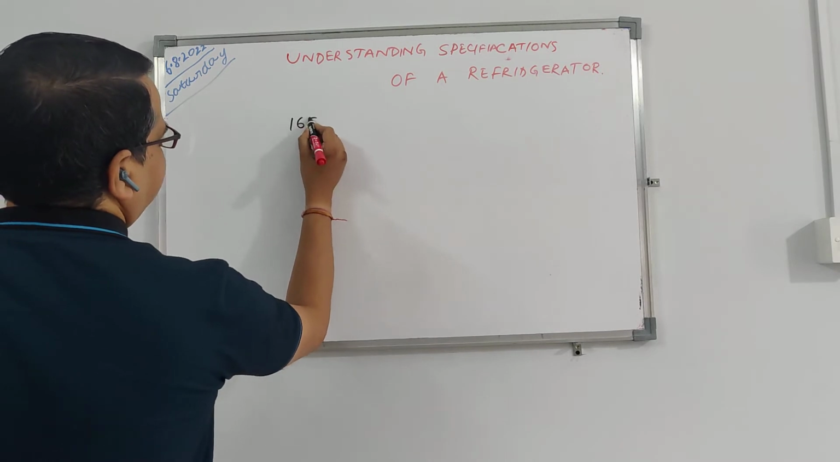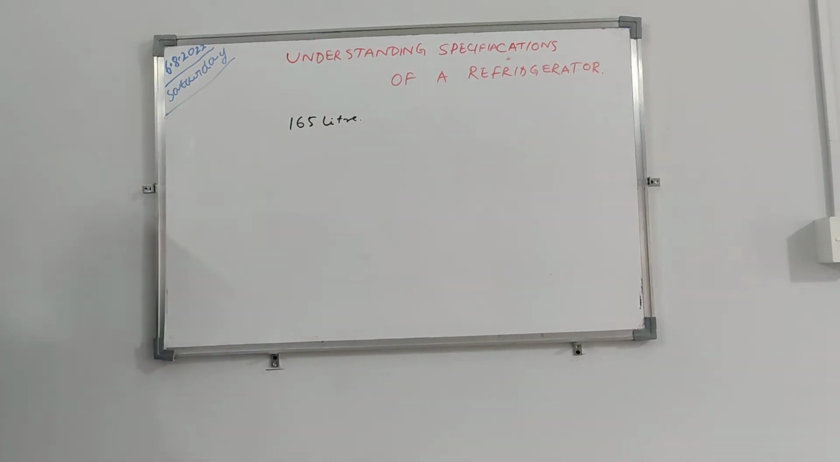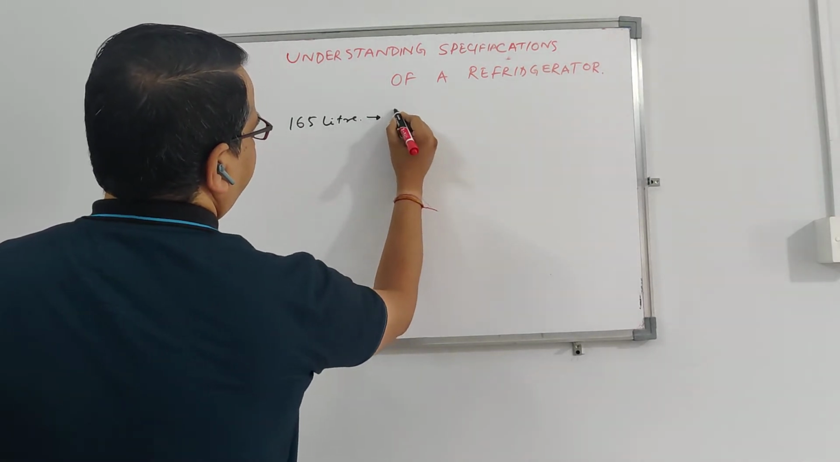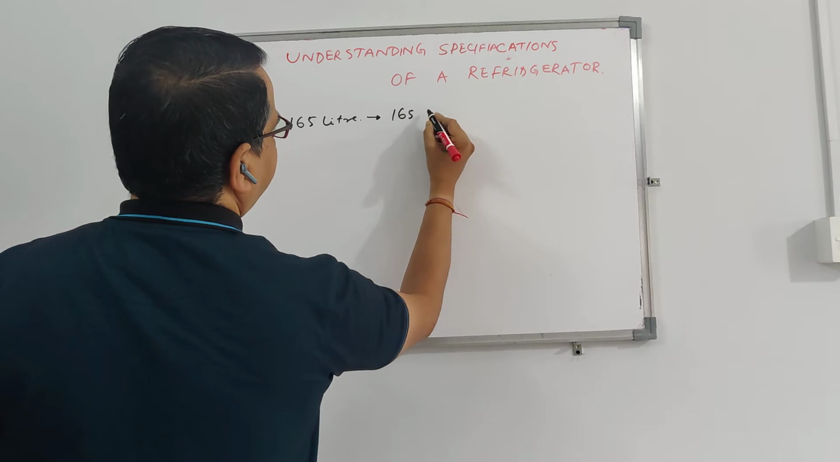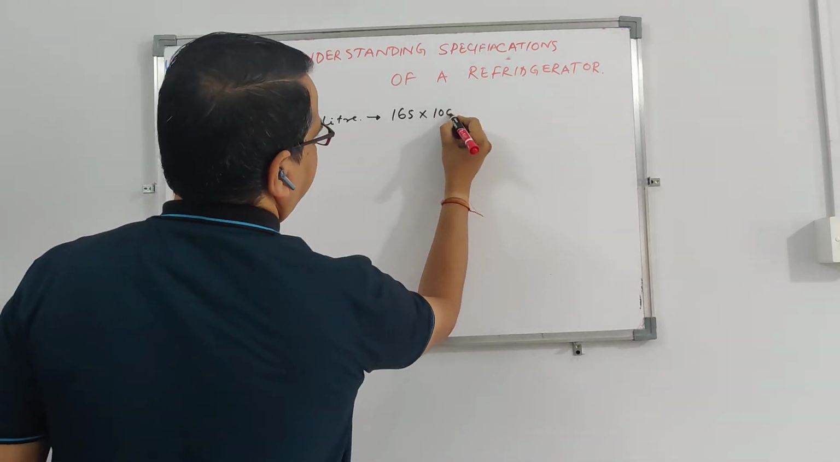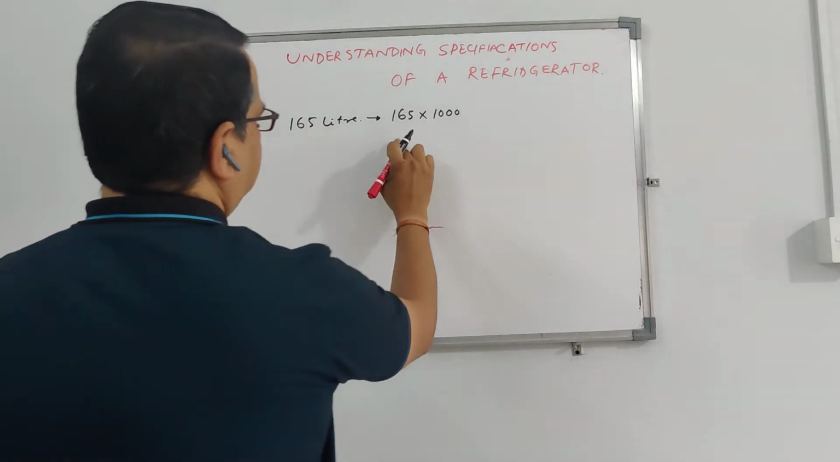Suppose I am saying it is 165 liter. That means it's the enclosed volume of the refrigerator which can be cooled. That's the volume of the chamber which is being cooled in a refrigerator. Liter is nothing but a unit of volume. So 165 liter, you can always say 165 into 1000 cc, since 1 liter is 1000 cc.